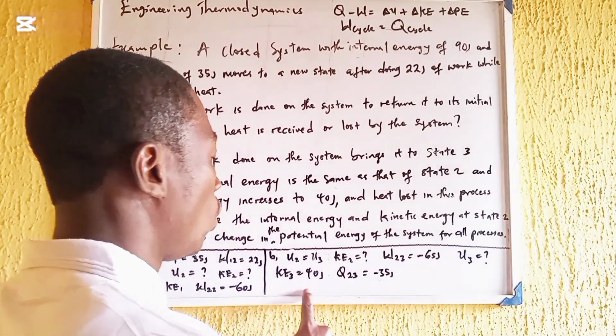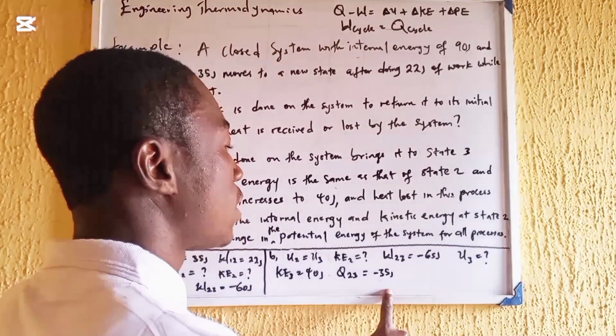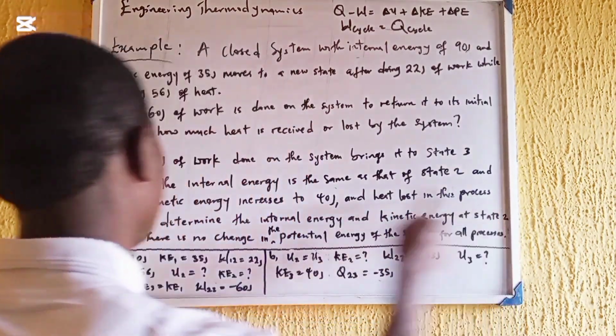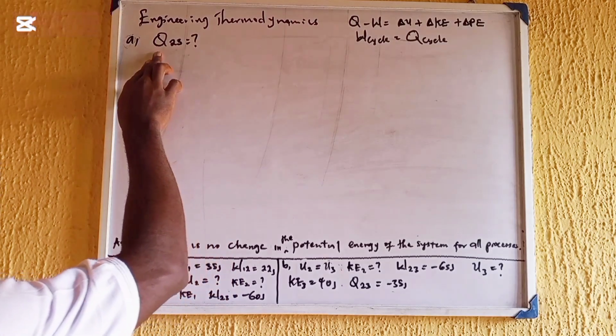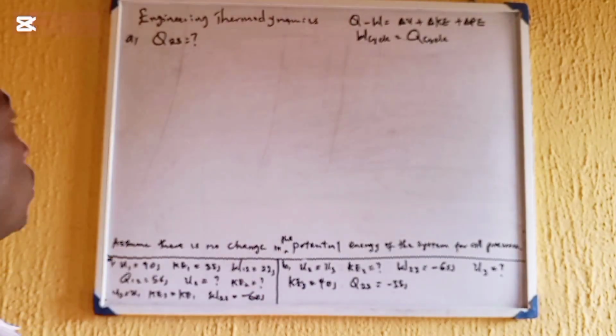Then KE3 is equal to 40 joules. Then Q23 is equal to minus 35 joules. Why? Heat lost in this process is 35 joules. So heat lost has a negative sign. So for part A, we're asked to determine the heat received or lost by the system to enable it to return to its initial state. And we want to call that Q23. That's the heat lost or received from state 2 to state 3.